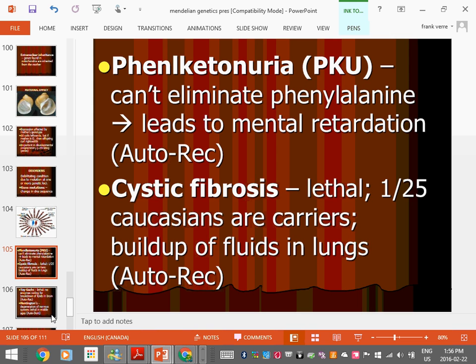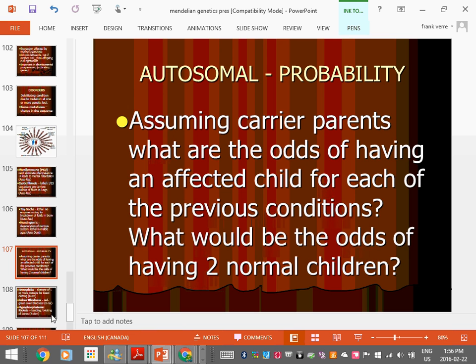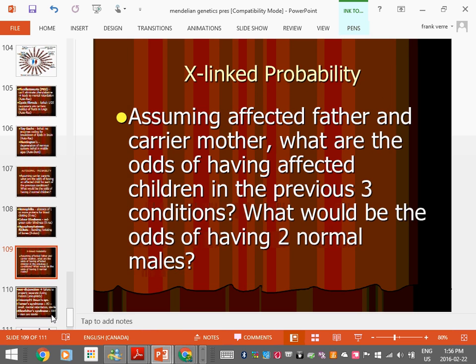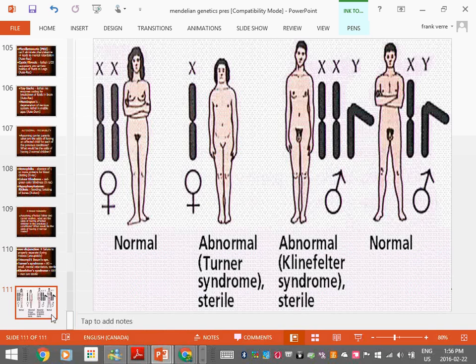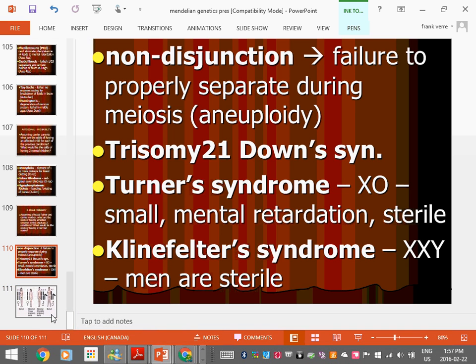Okay? We talked about cystic fibrosis. We talked about Tay-Sachs and Huntington's. So here are just some other examples. Color blindness. Okay? I will probably just stop there. Okay, and here are some chromosomal mutations which you can just look at. Okay, ladies? That's it for Mendelian genetics. The end.